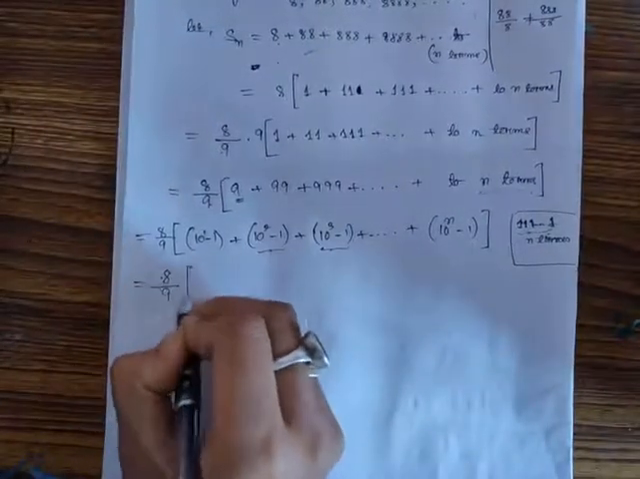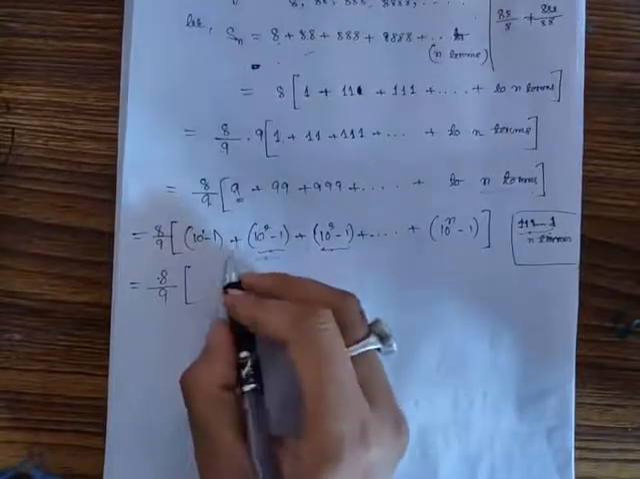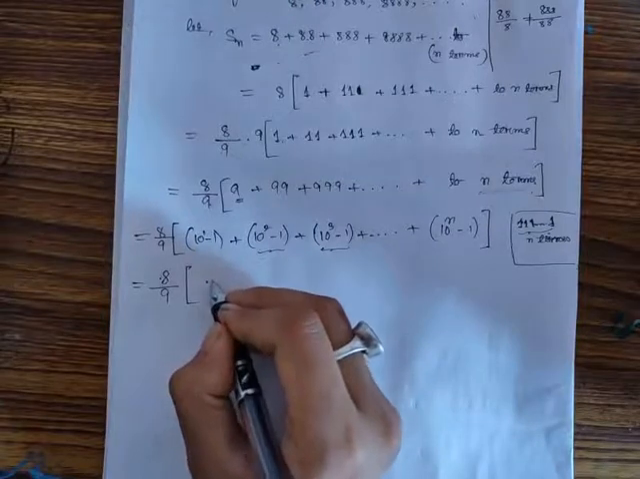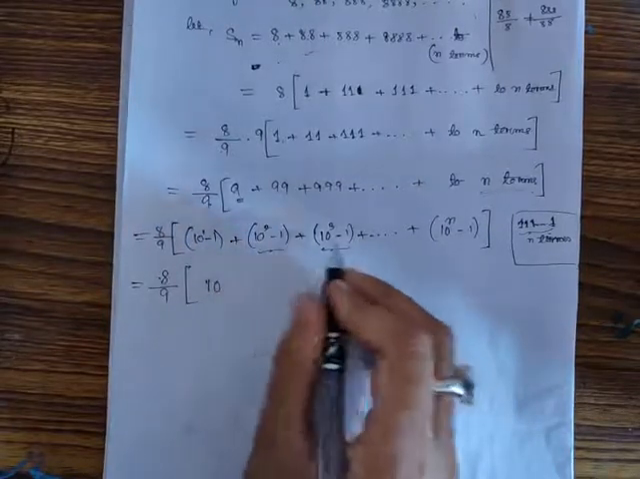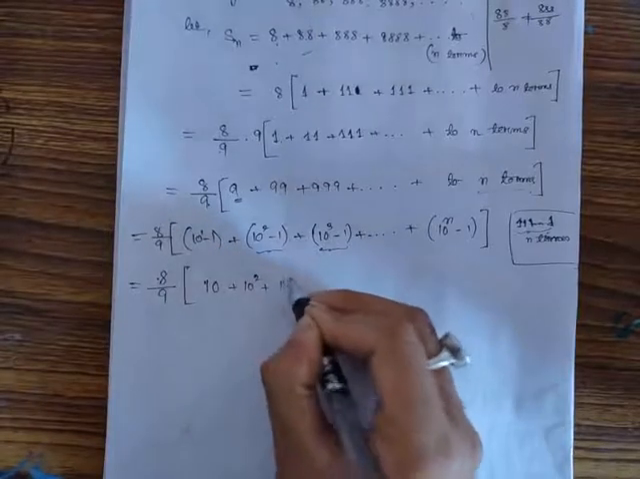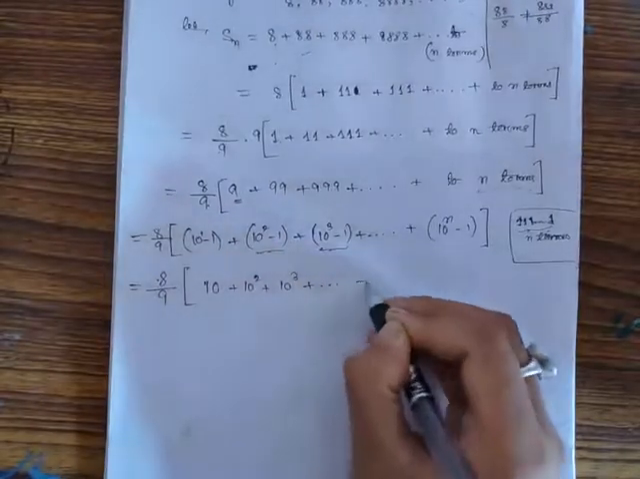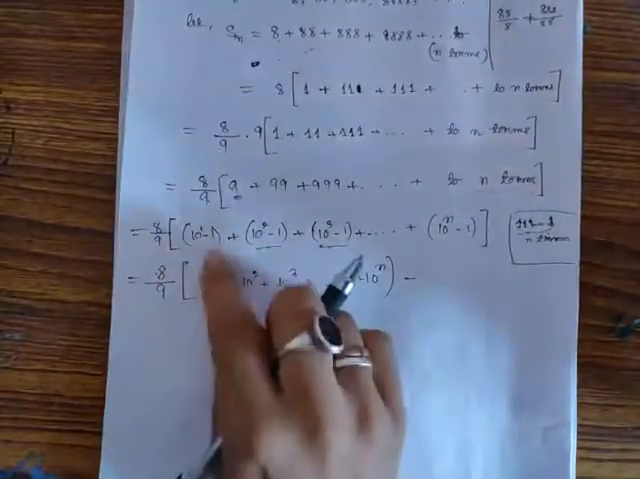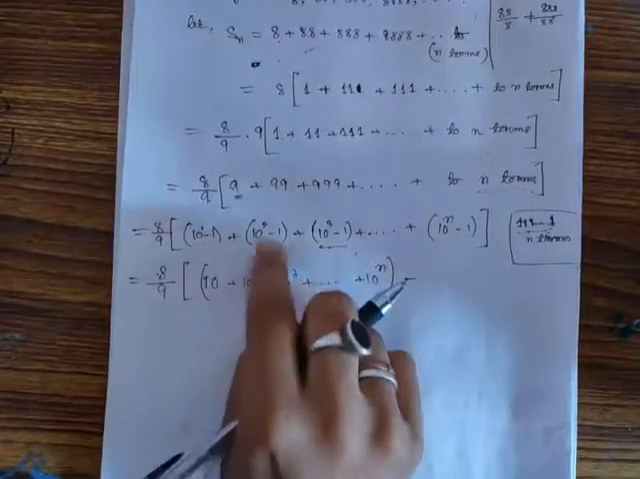So we have 8 by 9. Bring all the 10s together: 10 plus 10 square plus 10 cube plus and it goes on to 10 to the power n. Bring all the 10s together, minus the first term 1, minus 1 as a second term.